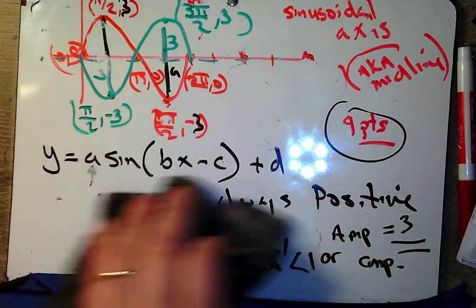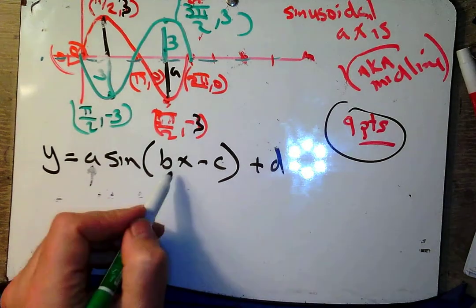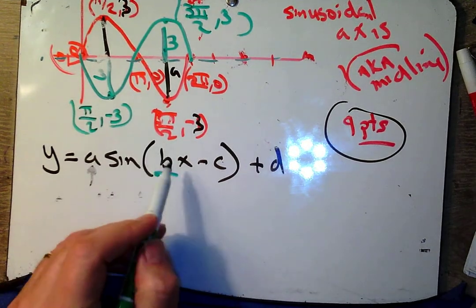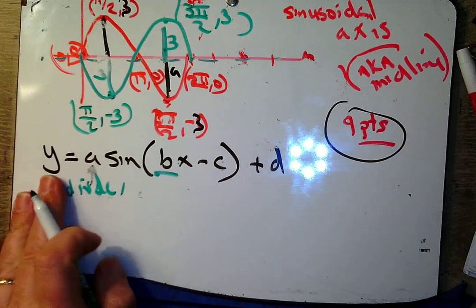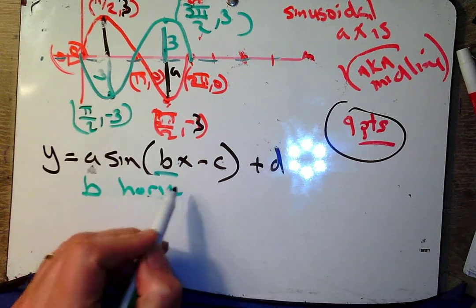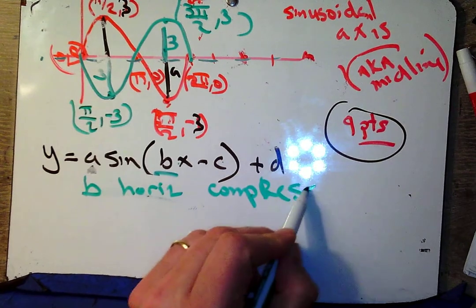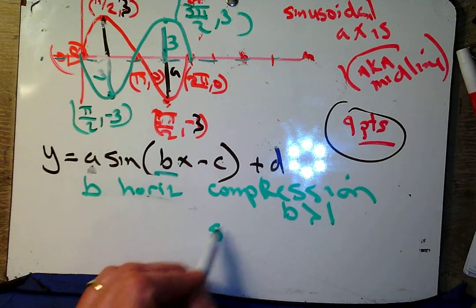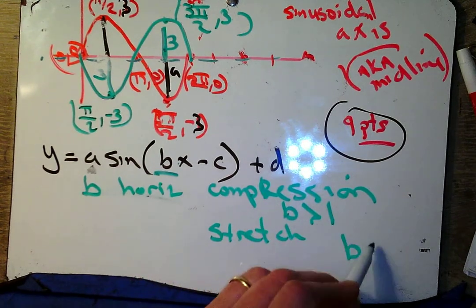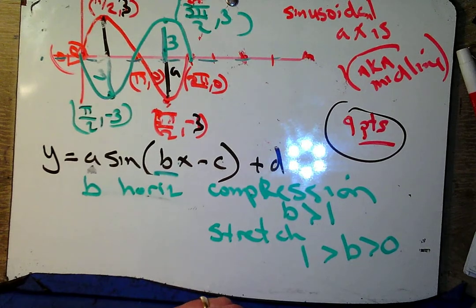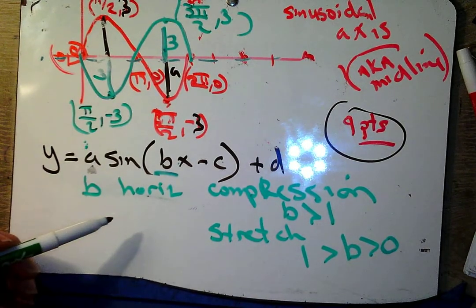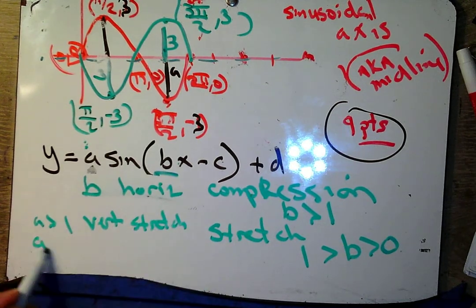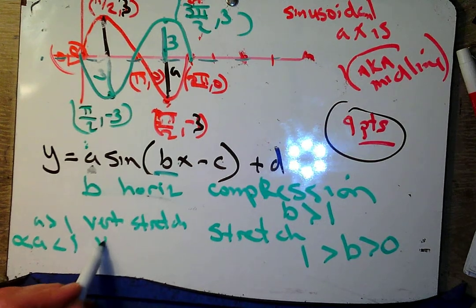Okay. What about B? What do we know about B? Well, this is inside the function, so we know the x's are being affected by this. And what I'm supposed to do is understand that B is a horizontal compression, like you're playing the accordion. A horizontal compression for B greater than 1, and a horizontal stretch for B between 0 and 1. And that's kind of the opposite of what we just had for amplitude, isn't it? For a greater than 1, we had a vertical stretch. And for a between 0 and 1, we had a vertical compression.